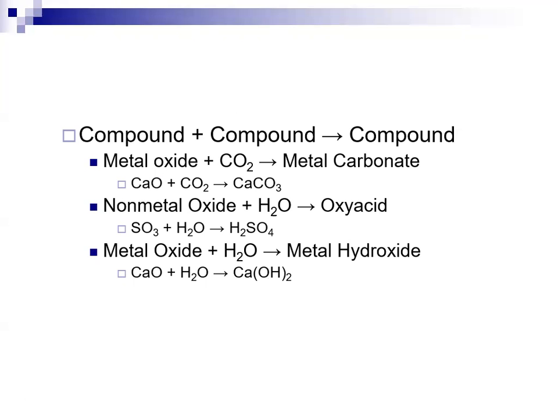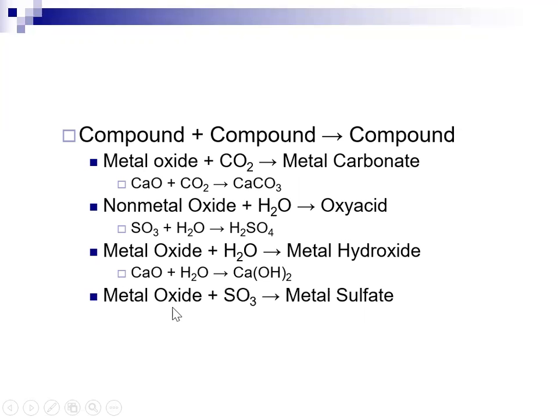You know that Ca has a 2+ charge. Oxygen, the oxide, has a 2- charge. So that they cancel out. That's a 1 to 1. But Ca has a +2. Hydroxide has a -1. So it makes a 2. You need 2 hydroxides to balance out that 2+. Metal oxide plus SO3. Once again, these are all compound plus a compound. Would make a metal sulfate.